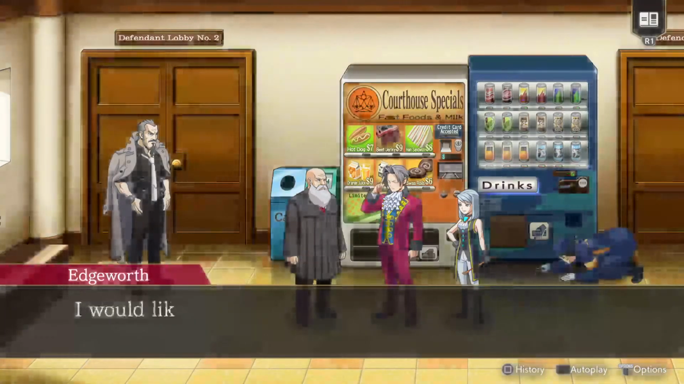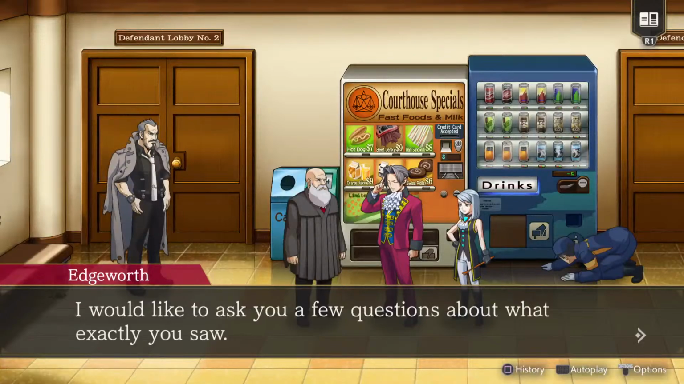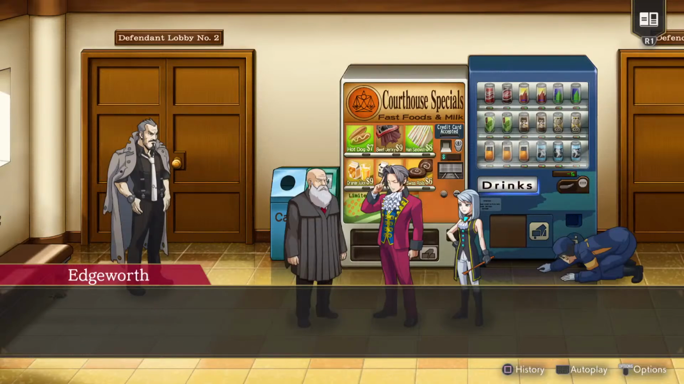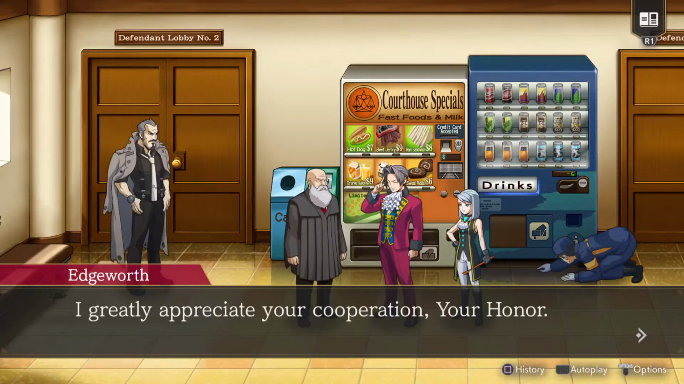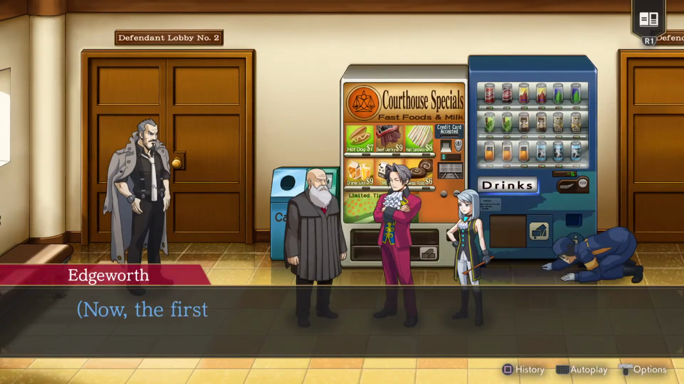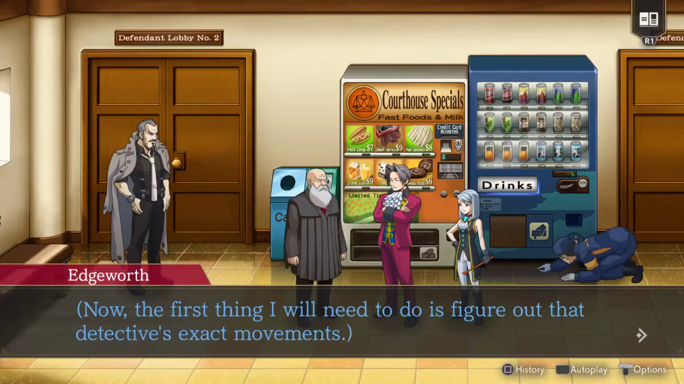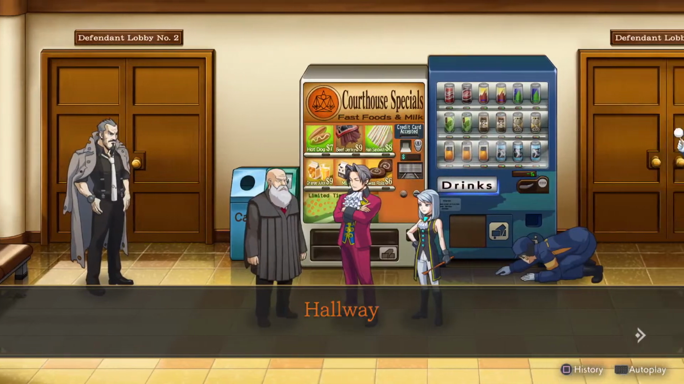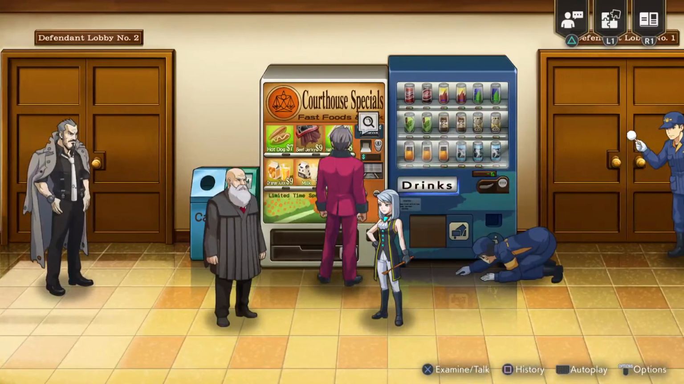Yes, what about it, Mr. Edgeworth? I would like to ask you a few questions about what exactly you saw. Alright, after all, it's my duty to clarify my testimony as a defender of the law. I greatly appreciate your cooperation, Your Honor. Now, the first thing I will need to do is figure out the defendant's exact movements. So, let's take a look at this.